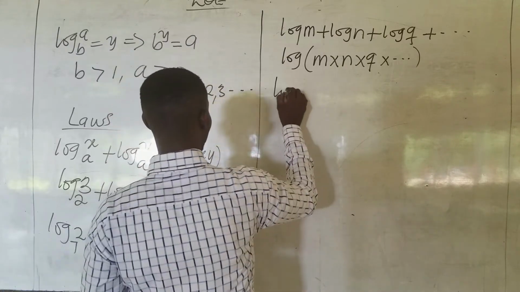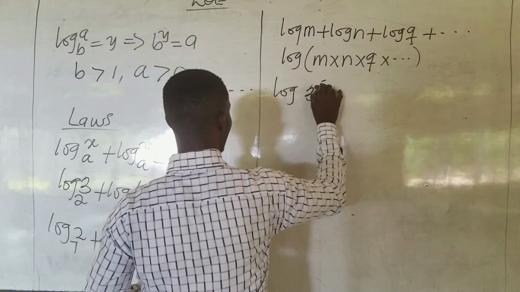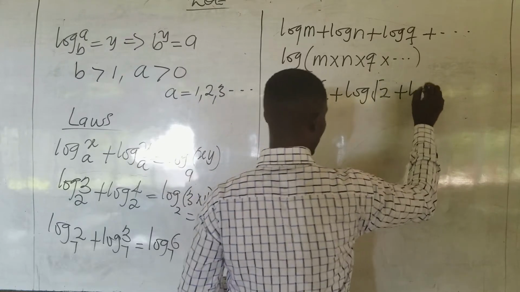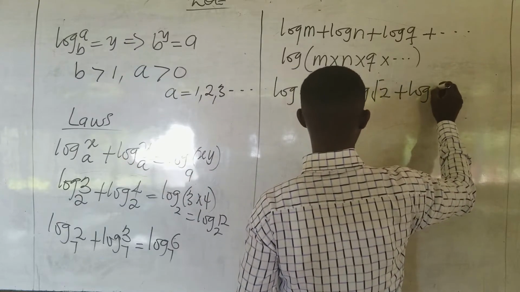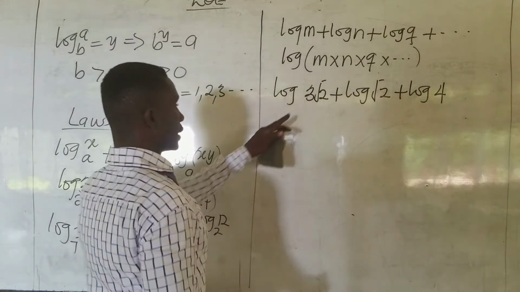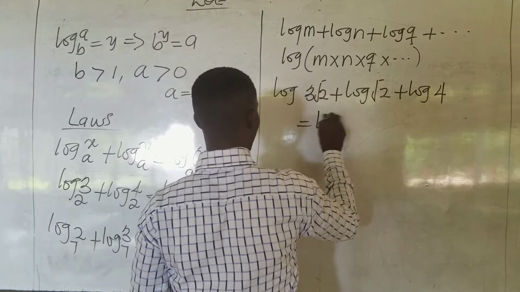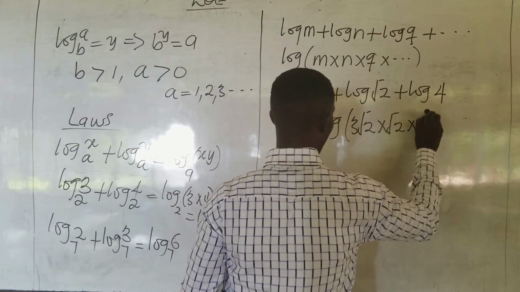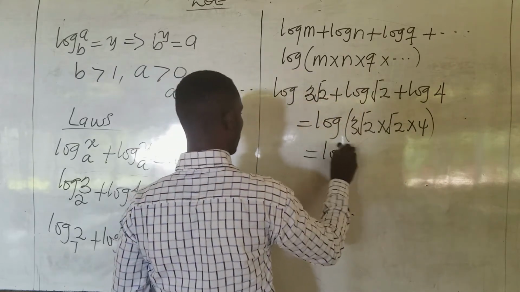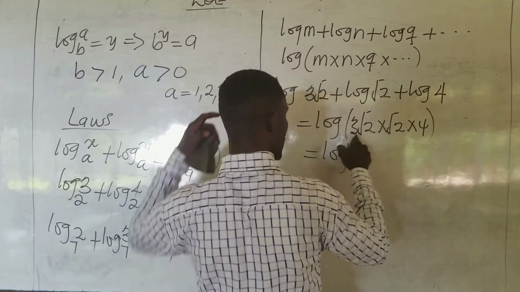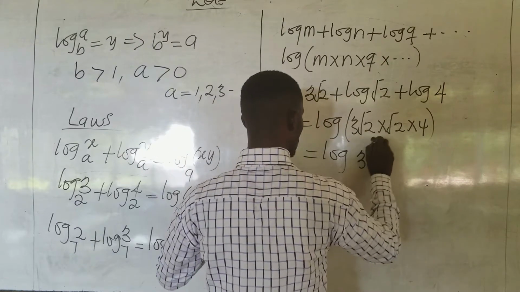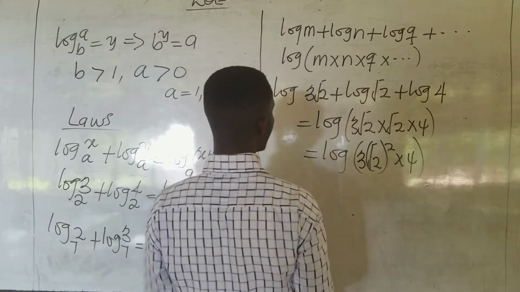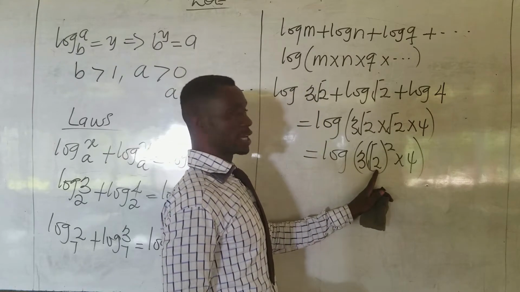So if you have log 3 root 2 plus log root 2 plus log 4, you see that they are all adding. So all this will give you log of 3 root 2 times root 2 times 4. This will give us log of 3 times root 2 squared times 4, base 10. So root 2 squared is 2.